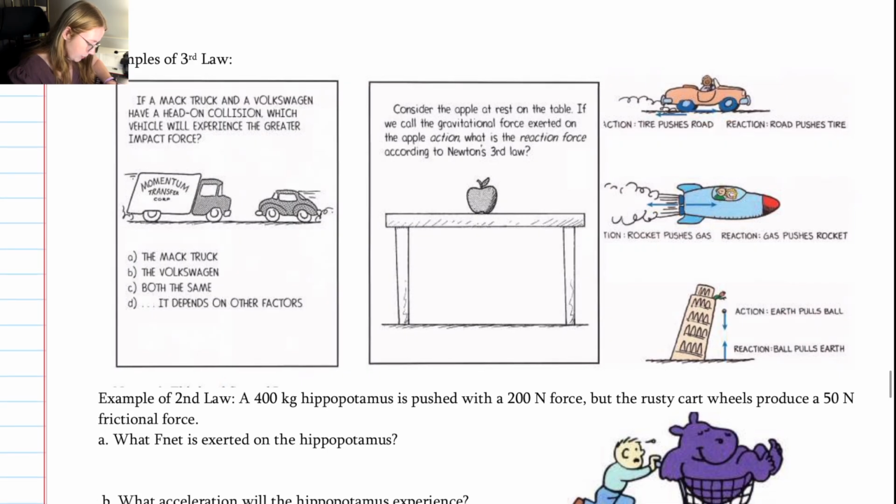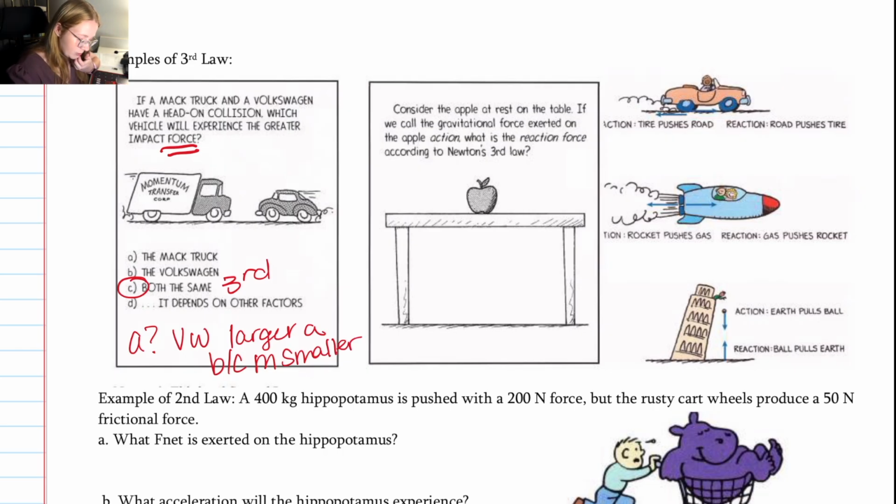Okay, so let's do some more. A Mack truck and a Volkswagen have a head-on collision. Which vehicle experienced the greatest force? So anytime you see that keyword force, they should both be the same, and that's third law. Every force has an equal but opposite reaction force. If we're talking about acceleration, the Volkswagen has a larger acceleration because its mass is smaller. Kind of going back to the bullet versus rifle.